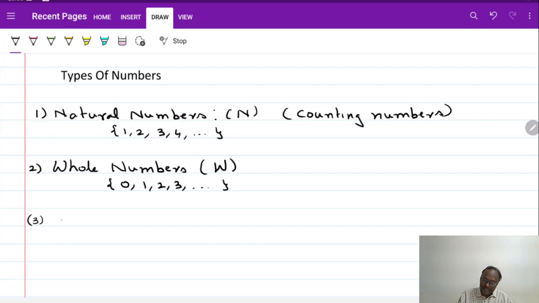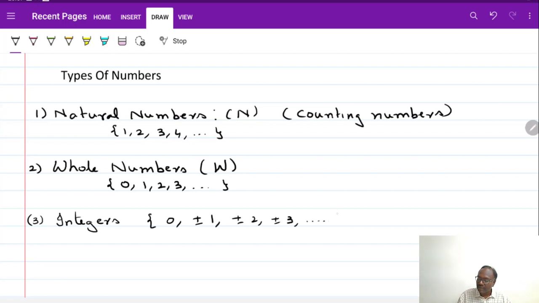Next is integers. All the numbers 0, plus or minus 1, plus or minus 2, plus or minus 3, and so on are called integers. They don't have any decimal part, or the decimal part is 0. Once again, this is an infinite set, and it is denoted by the symbol I, or it is also denoted by the symbol Z. So the integers symbol is either I or Z.